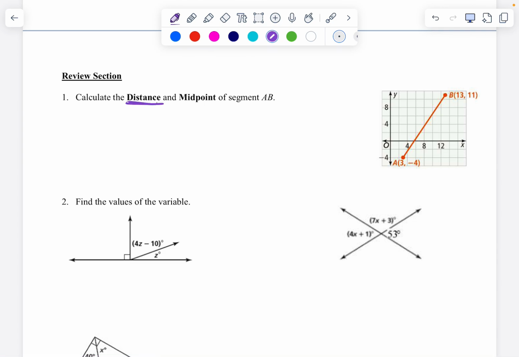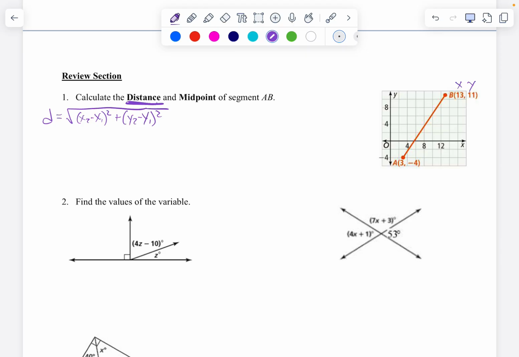Okay, so distance. Start by writing your equation, your little formula. The difference in x is squared plus the difference in y squared. This time it gives you the coordinates, but just make sure that if it doesn't, you count and figure out the coordinate pairs correctly.